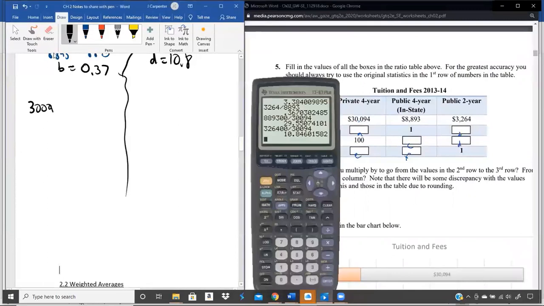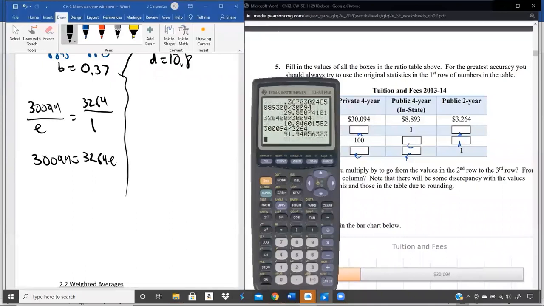So the 30,094 over box E equals the 3,264 over the 1. Now we're saying for every dollar we spend at TCC, how many dollars would we be spending at the private school? Cross multiply, we get 30,094 equals 3,264E. Divide both sides by the 3,264. 30,094, oops, went too far. Divided by 3,264. And we get our answer.